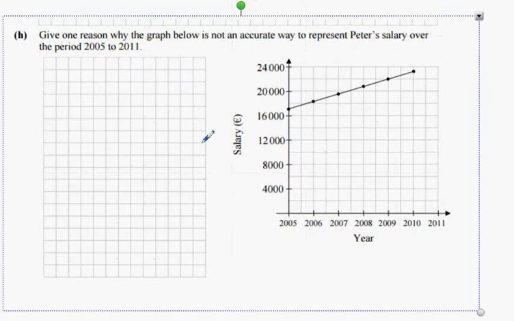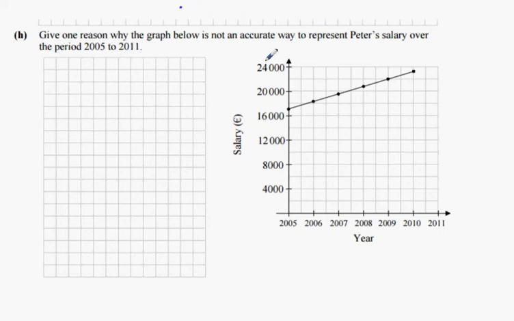Now, give one reason why the graph below is not an accurate way to represent Peter's salary over the period 2005 to 2011. Oh, look, lads, my salary is absolutely flying upwards. What are the real numbers at play there? It's not accurate because it's made to look like a stronger increase than it is. The graph shows Peter's salary increasing throughout the year. We know that it should look something more like this. It should be represented by a bar chart, I would say.